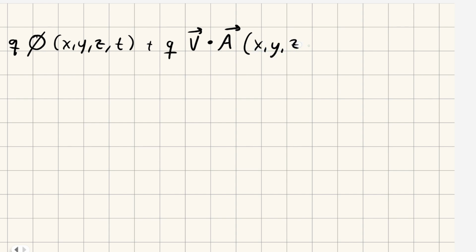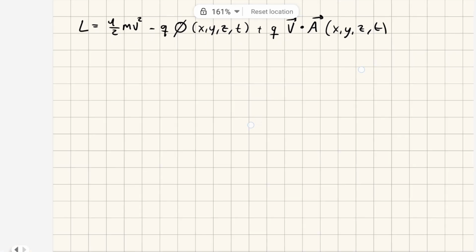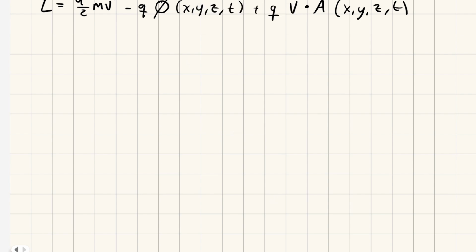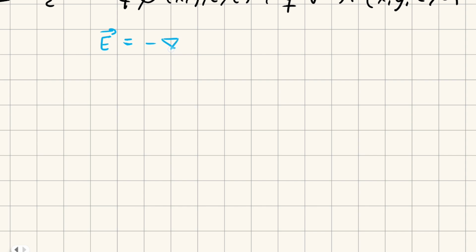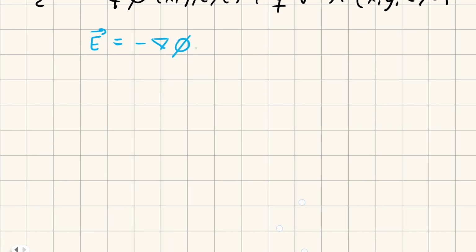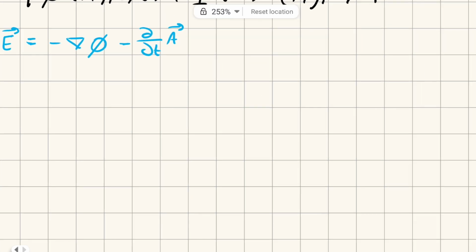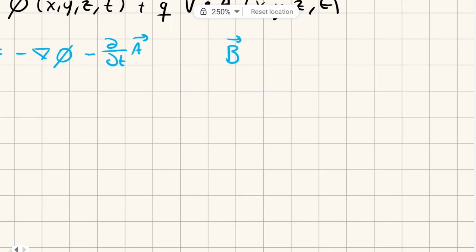You know that we can establish that the electric field is generated by some scalar potential phi with this relation, minus the gradient of phi, and then minus the partial derivative with respect to time of the vector potential A. And we also know that the magnetic induction, what we know as the magnetic field, is equal to the curl of the vector potential A.